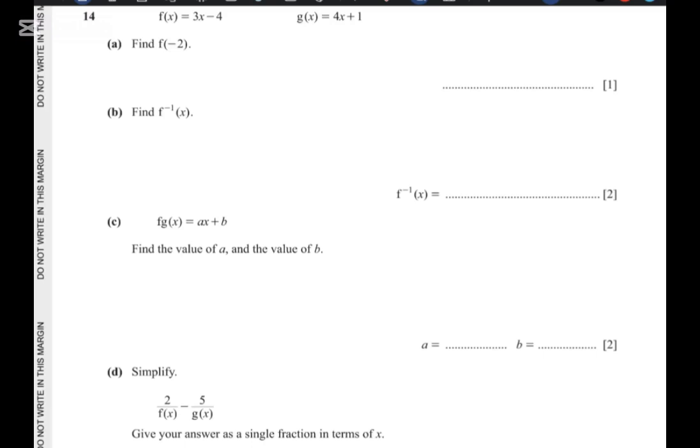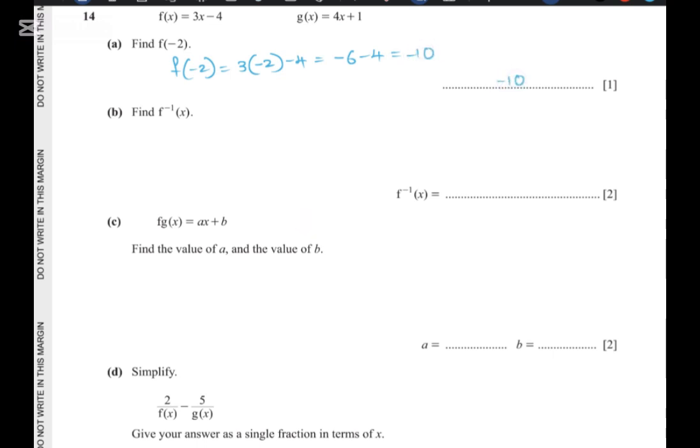Question number 14. f of x is equal to 3x minus 4. g of x is equal to 4x plus 1. Question A. Find f of minus 2. So f of minus 2 is equal to, in place of x we have to substitute minus 2. So 3 into minus 2 is minus 6 minus 4, which is minus 10. The answer is minus 10.